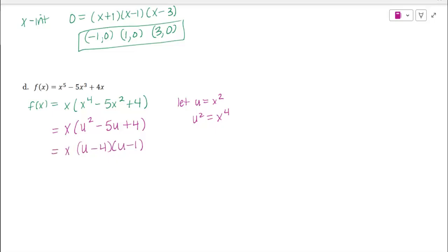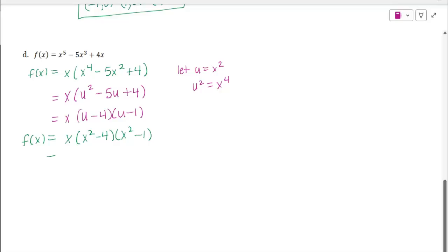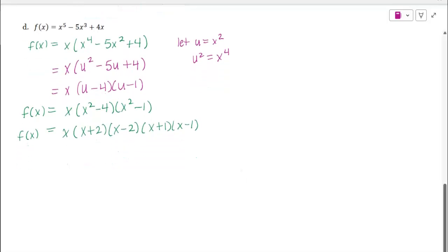And then let's switch this back to x now. X squared minus 4 and x squared minus 1. These are two differences of squares, so I get x plus 2 and x minus 2. And then I also have x plus 1, x minus 1. And it looks like I'm going to end up with 5 x-intercepts here.